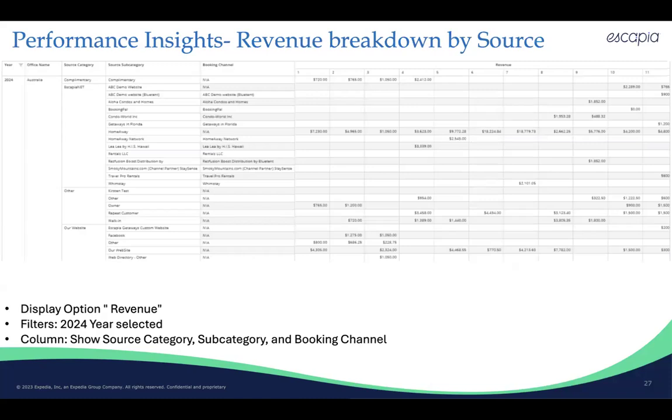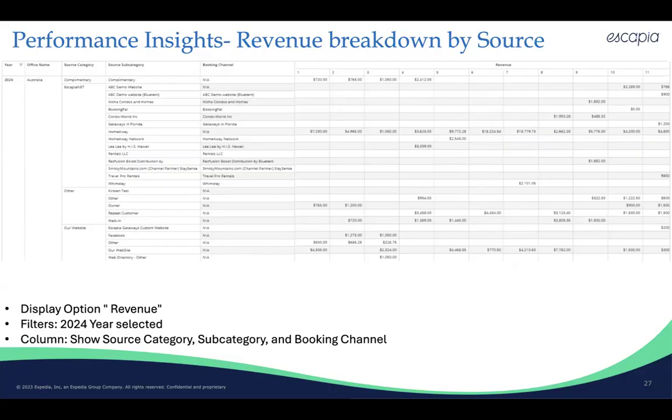And then our very last example here is going to be, again, focusing on performance insights and that table specifically. And it's just going to be that revenue breakdown by source that we talked about before. I want to show specifically the options that we use to pull this information. So we have display option was revenue.